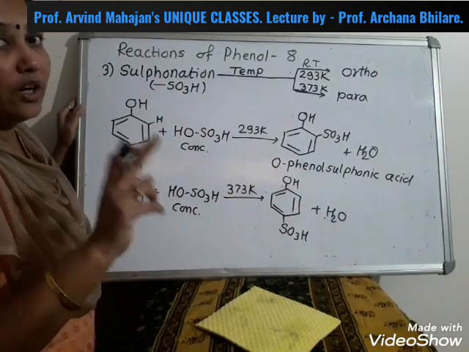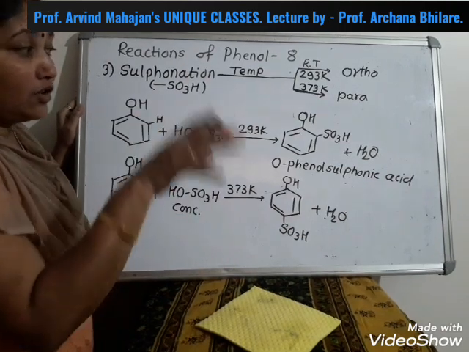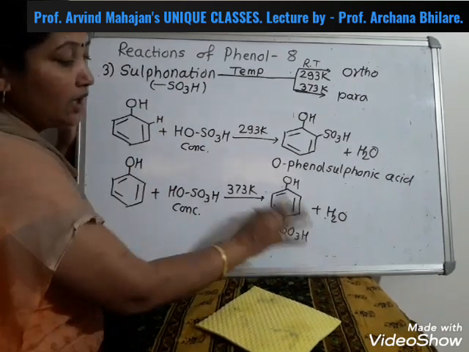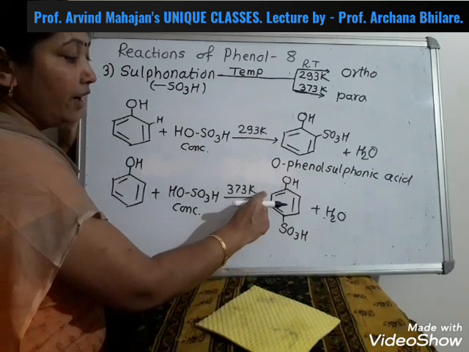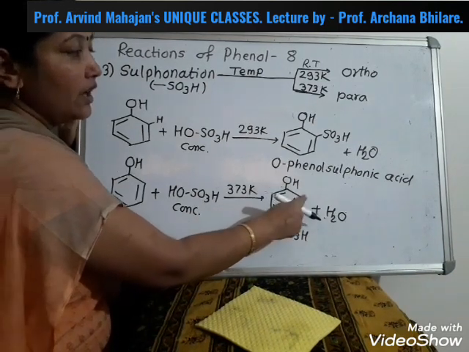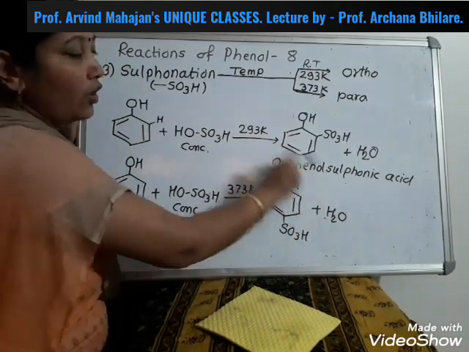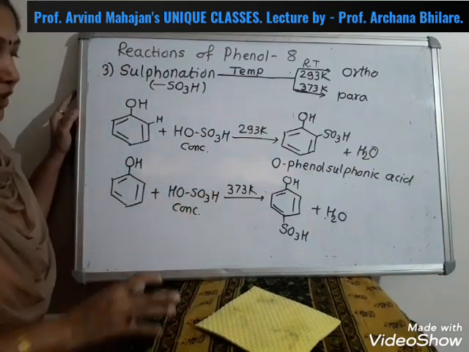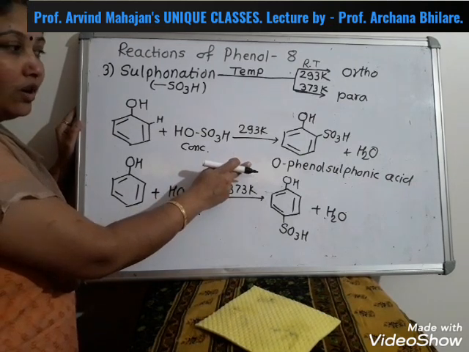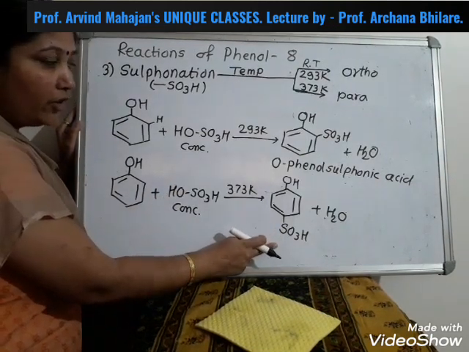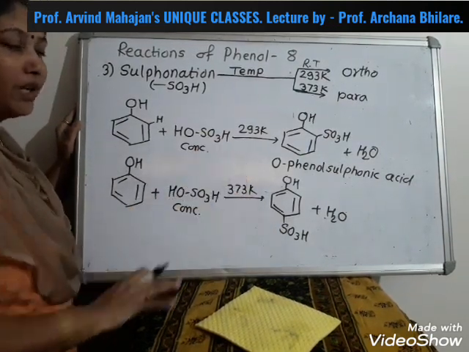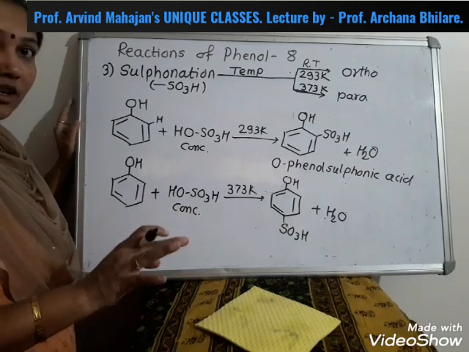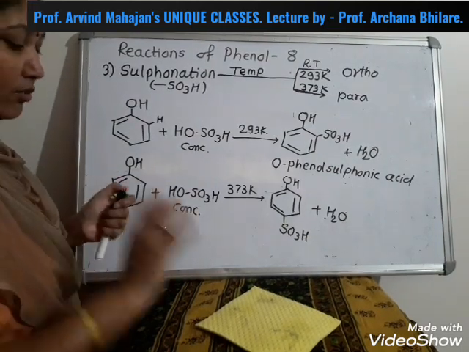Here we don't get 2,4,6 trisubstituted phenol because SO3H is a very bulky group. If we attach it here, where that OH is there, and one more SO3H here, a lot of steric hindrance will be there. So such a product is not obtained. We get orthophenol sulfonic acid and paraphenol sulfonic acid depending upon temperature condition. Is this clear?